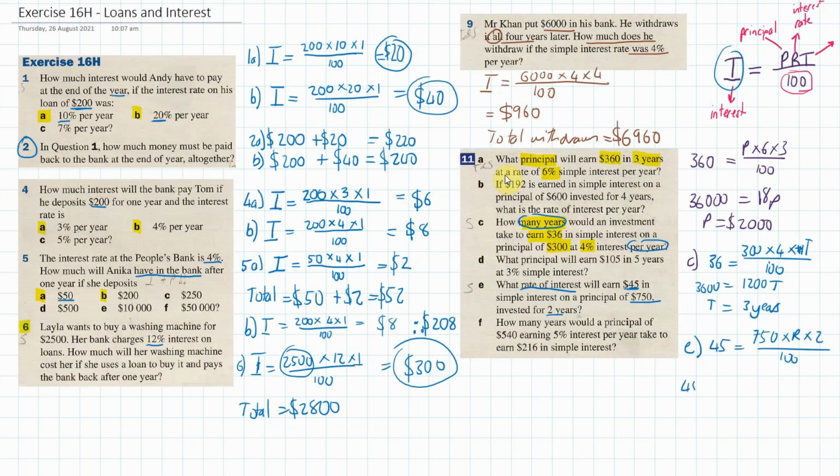Next line, 4,500 equals now 2 times 750 is 1,500 R. And so R, we divide 4,500 by 1,500, which is 3. So the rate is 3%.